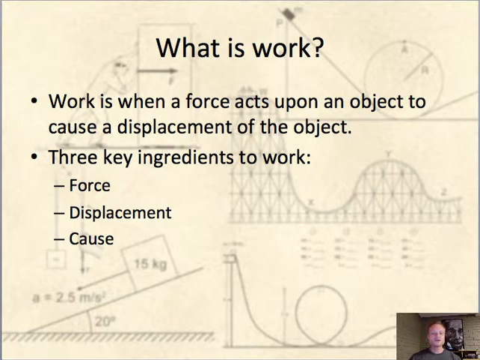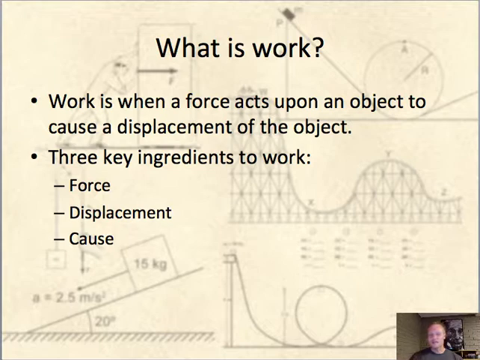And there are three key ingredients to doing work. One, you need a force. Without a force, you won't have work. The second is you need a displacement. So there has to be some motion of the object in some direction, either up, down, left, right, whatever. And there has to be a cause, so that the force basically causes that displacement. That cause piece is going to be a key thing, understanding that force causes that displacement.